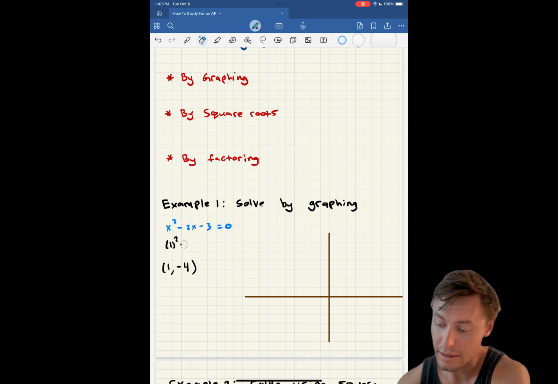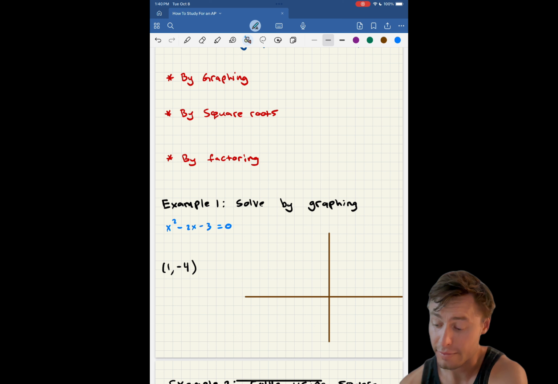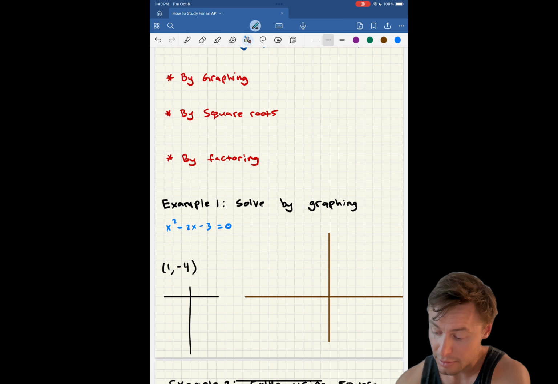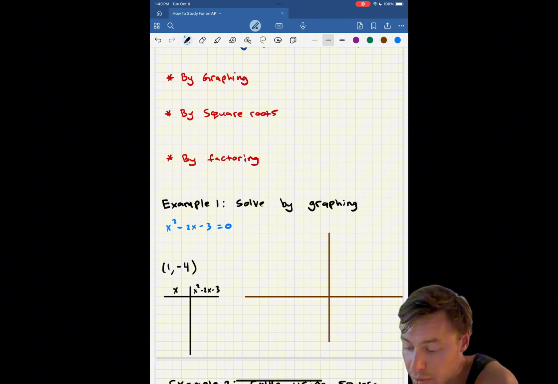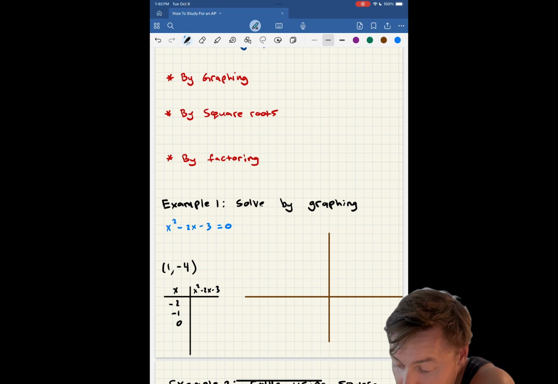Now I'm just going to pick a couple of x values to the left of the vertex and to the right of the vertex so that I can make a graph of this function, and I'll make a table for that. So I'll put my table here, and I'll have my x and then my x squared minus 2x minus 3. A couple to the left would be, let's say, negative 2, negative 1, 0. A couple to the right would be 2, 3, 4.